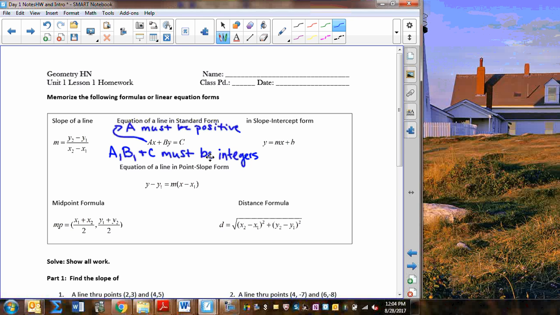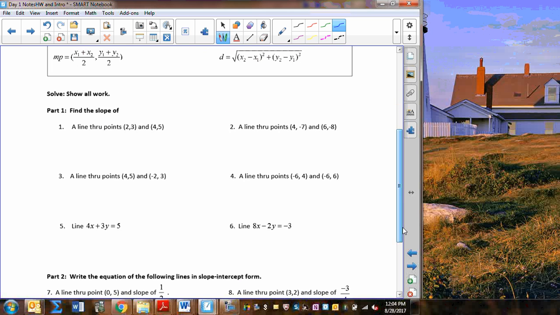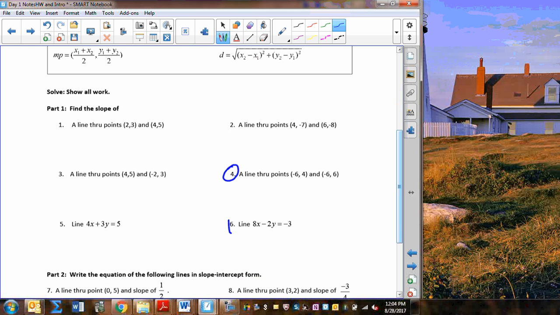All right. Just to kind of get you warmed up, I want you to go ahead and do numbers 4 and 6. Find the slope of those two.